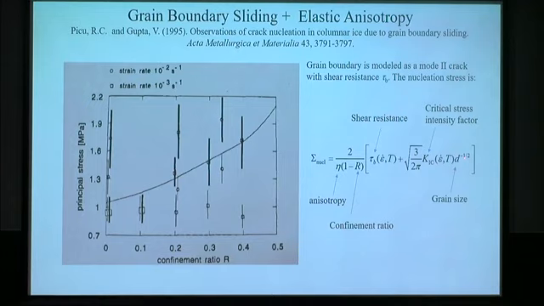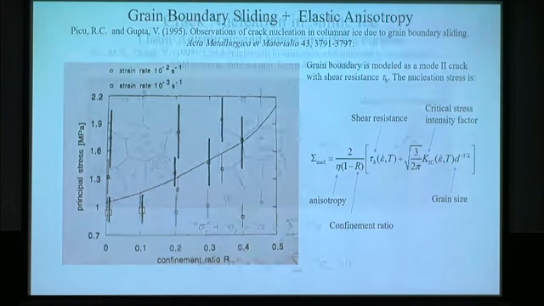If you use the results for a mode 2 crack, there is some correspondence between a mode 2 crack and grain boundary sliding. This is just a modeling assumption, and you can also calculate the nucleation stress. This is something I showed you before: the nucleation stress increases with the confinement ratio. So the modeling is essentially based on something like a mode 2 crack. So what can we conclude from here?